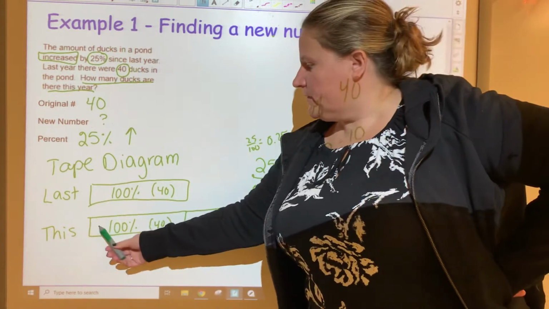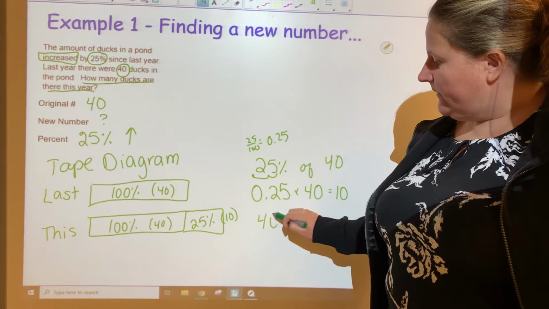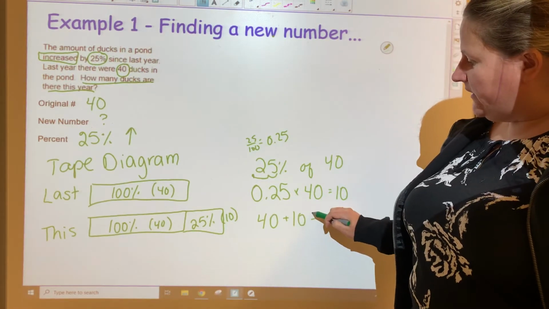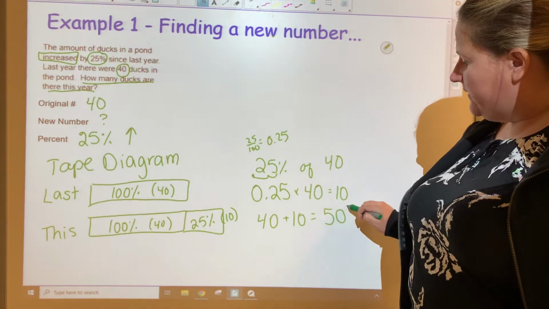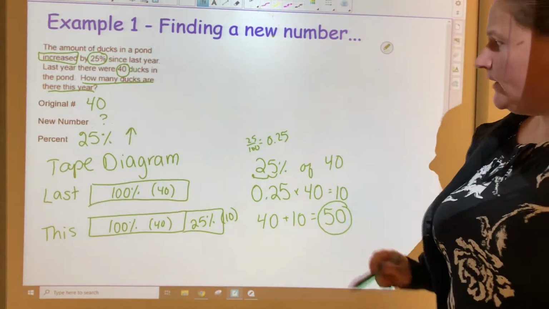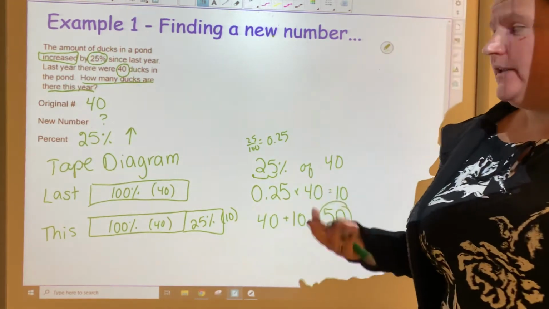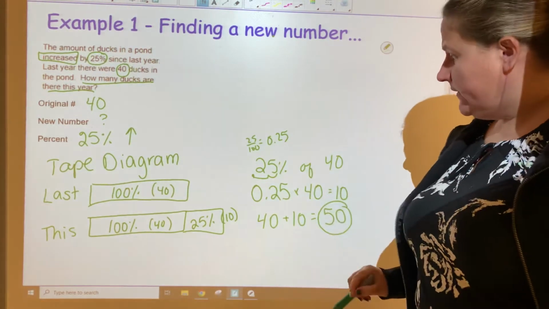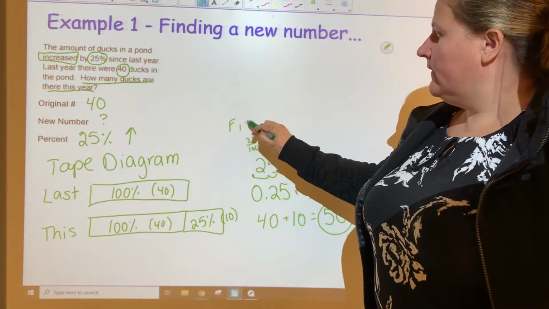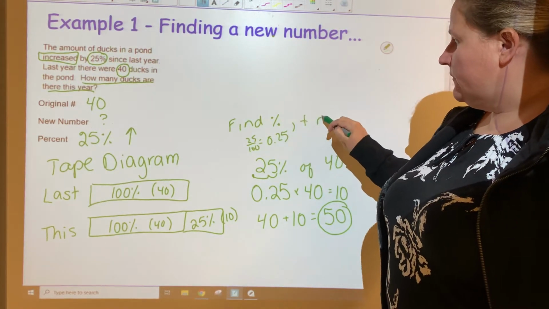So now if I started with 40 and I add 10 more ducks, I now have 50 ducks this year. That is my answer. So this would be the finding the percent and then adding it in. So it's 2 steps. So you find the percent, and then you add it to the original.